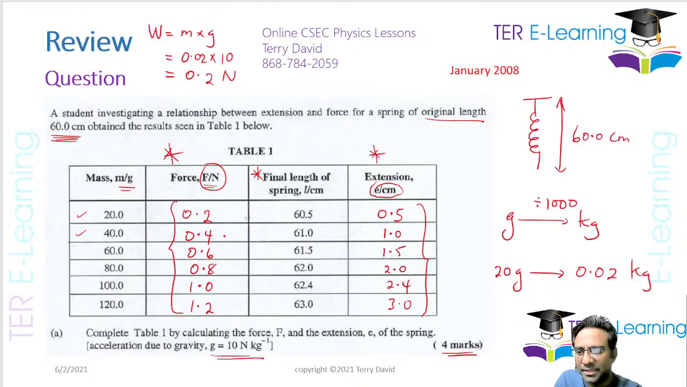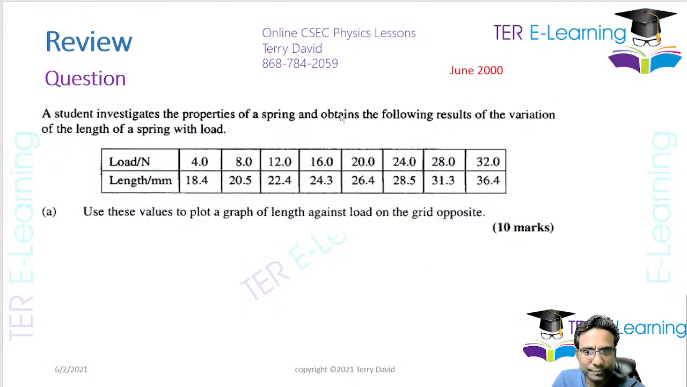I think this one's slightly different. So this is June 2000. A student investigates the properties of a spring and obtains the following results of the variation of length of the spring with load. So what they have done here, this is not extension. This is actually the whole length of the spring we're talking about here. So here's what they said.